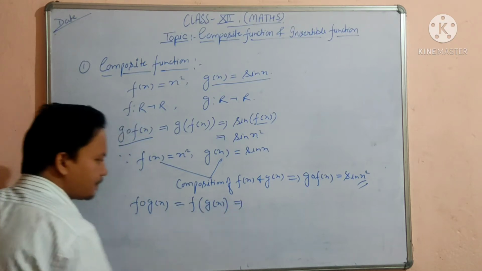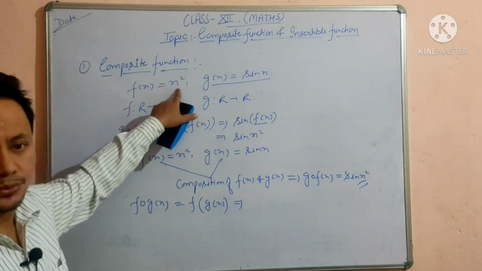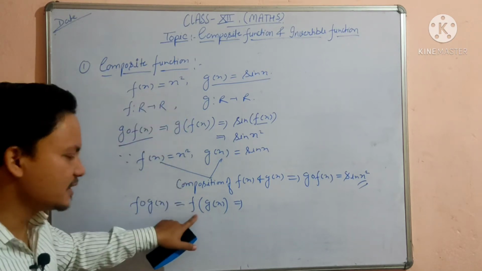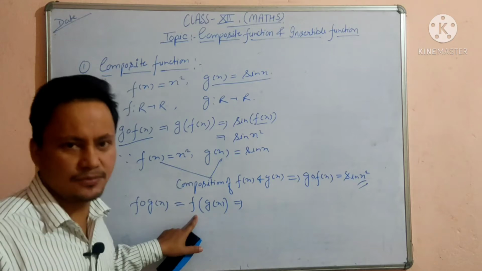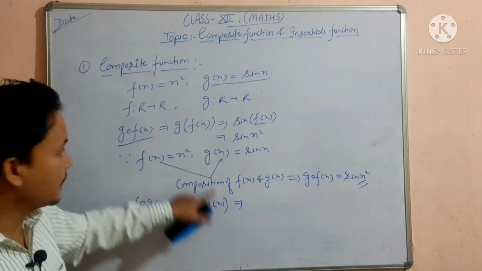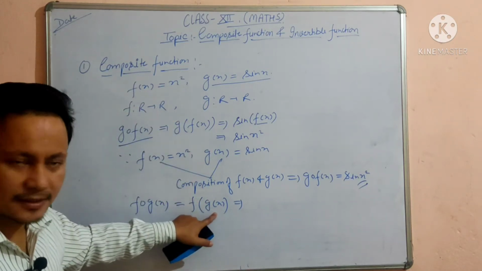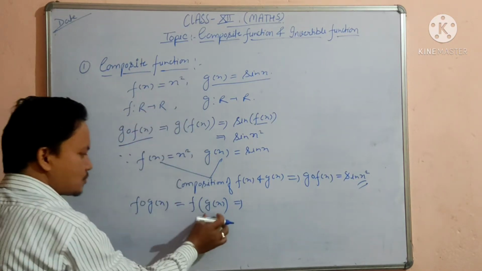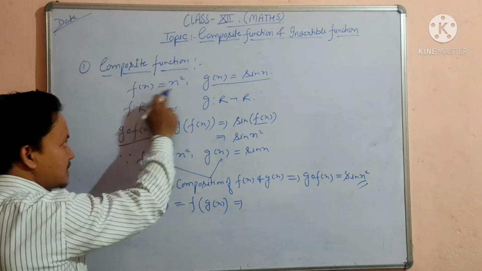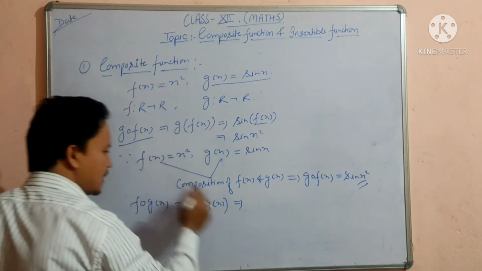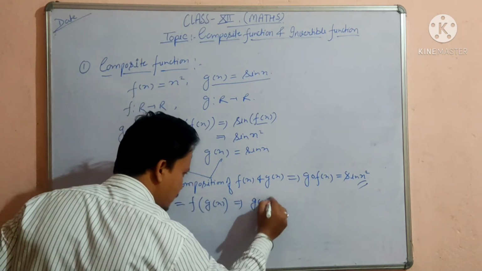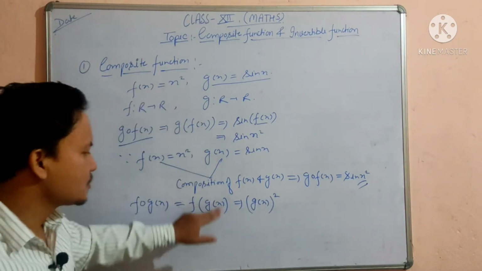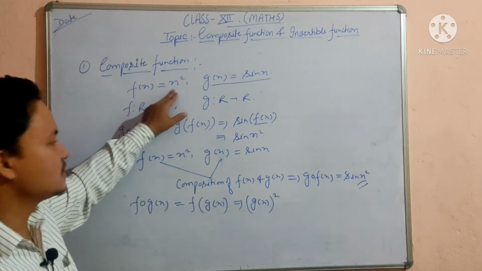Replace this O with a bracket. So f of bracket g of x. Now see, f(x) is equal to x square. Now we are interested to find the value of f of g(x). So how will we get it? By replacing this x with g(x) in the given function. So f(x) is equal to x square, so f of g(x), replace this x here by g(x), then we will get g(x) whole square. Since f(x) is equal to x square, f of g(x) is g(x) whole square.